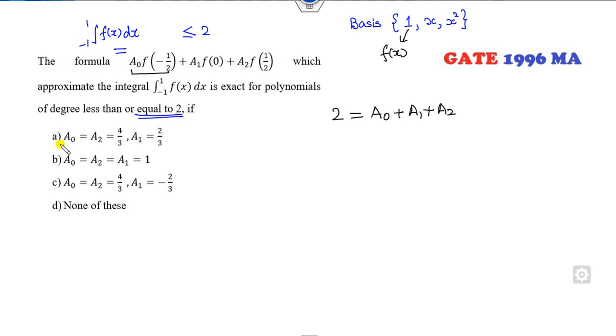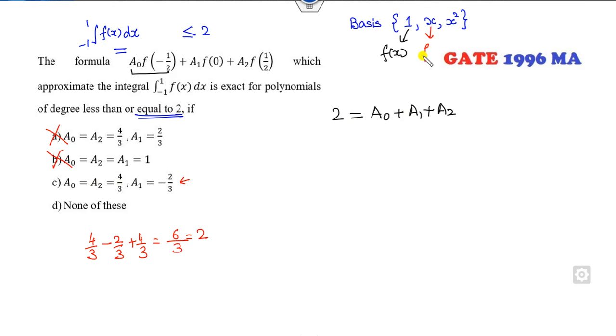Now look at the options. First option cancel because the sum is not equal to 2. This option is again cancelled because the sum is 3 but we need a 2. Look at this one, it is A0, A1, A2. So what is that? It's a 3 is the LCM, it's a 6, it's a 2. It could be one of the answers. Fine. Now look at this.